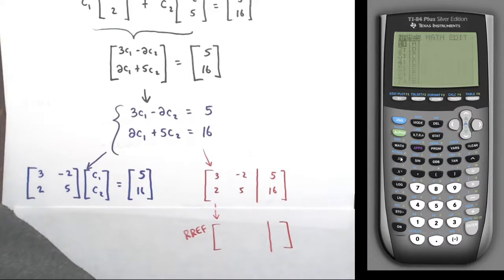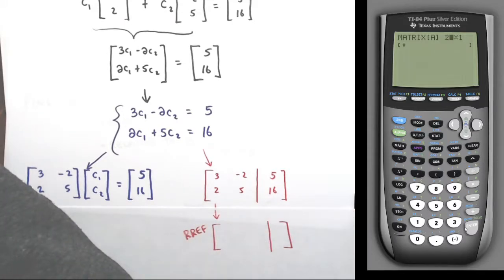This is an 84 Plus. To the matrix menu, edit matrix A. This is a 2 by 3 matrix I'm looking at, right? The whole thing, if I consider both sides of the bar. So a 2 by 3 matrix, 2 rows, 3 columns. First row 3, negative 2, 5. Second row 2, 5, 16. Then I get out of here, go back to the matrix, over to math, and then that reduced row echelon form. And I want to put matrix A into reduced row echelon form.